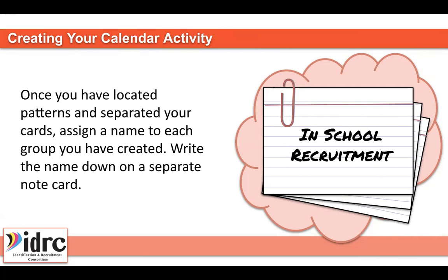Generally, it's best to place one card in one group and not have multiples of the same card in multiple groups. So think through it. Again, work with a partner if you can to help work through some of the difficulties you may have. And then, as you sort through the groups, come up with a name that you can give to the group and write down the name of that group on a separate note card.